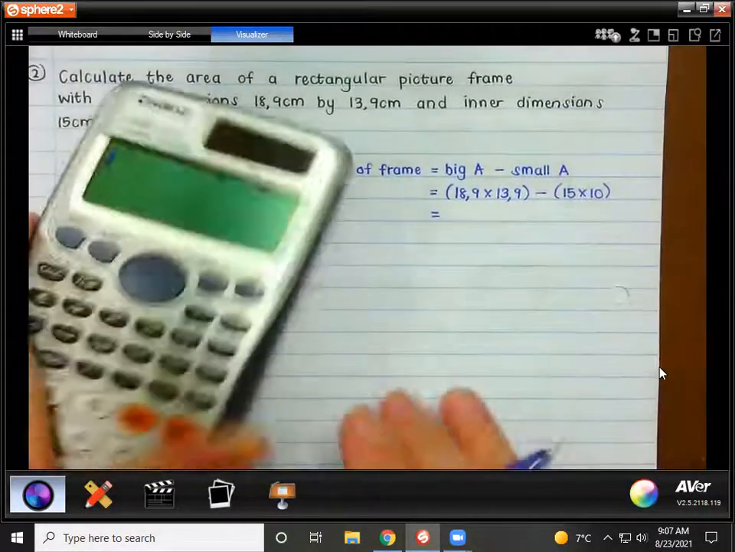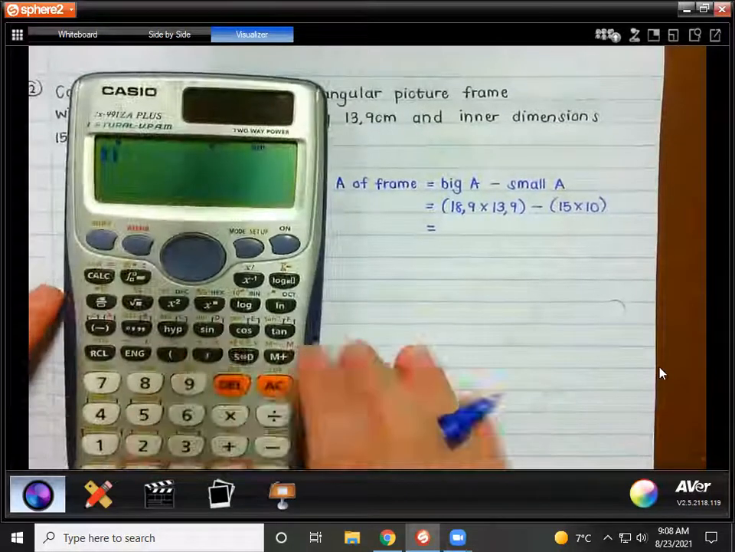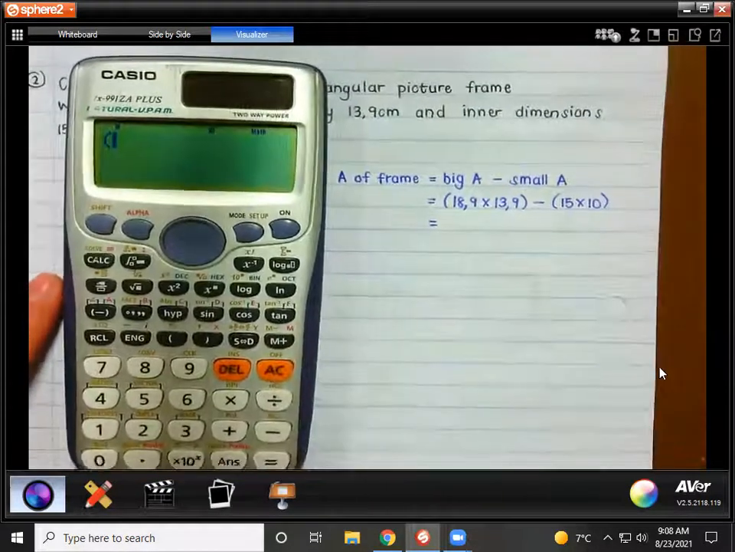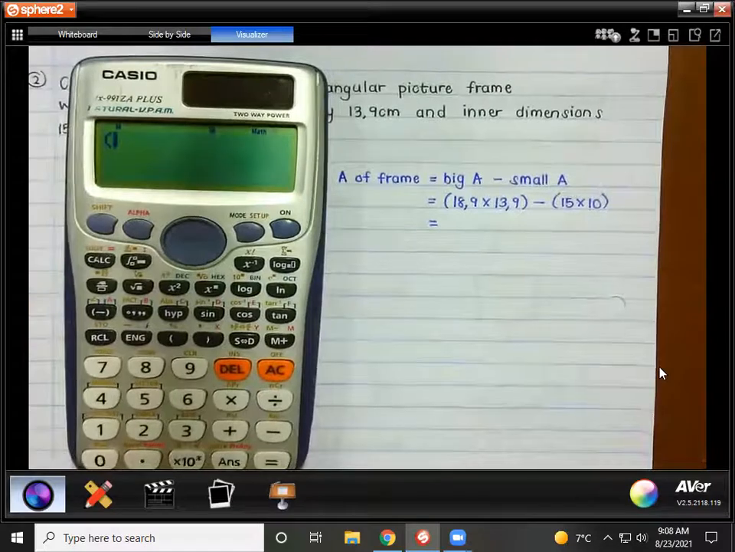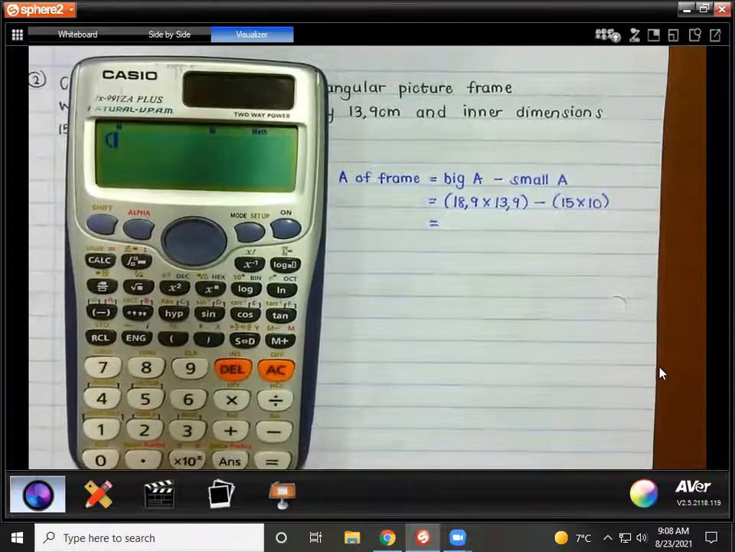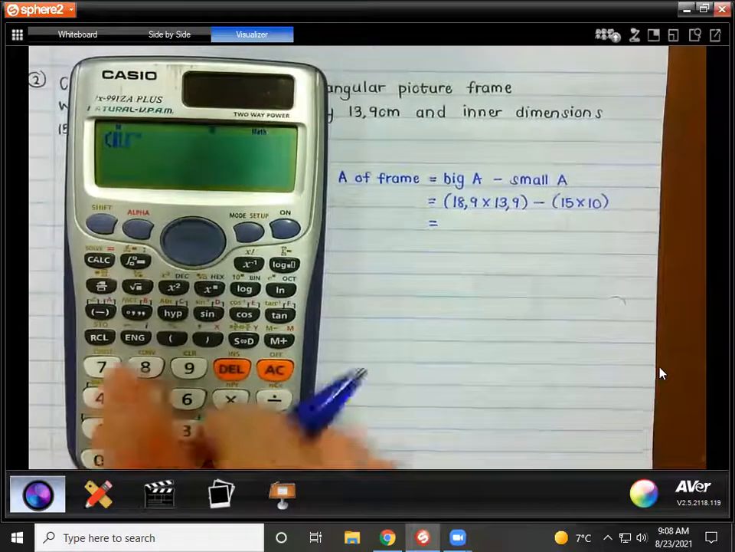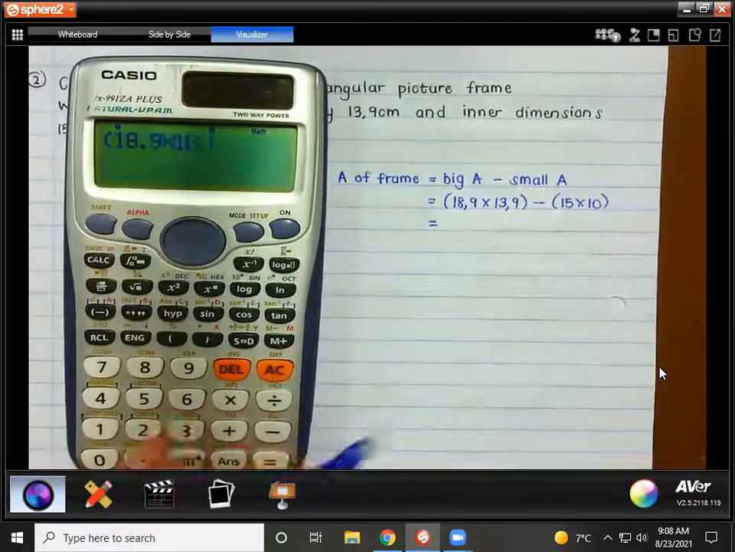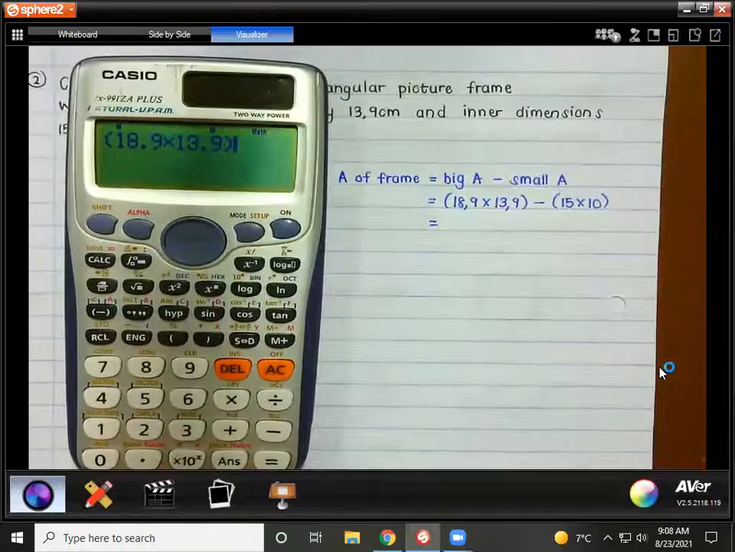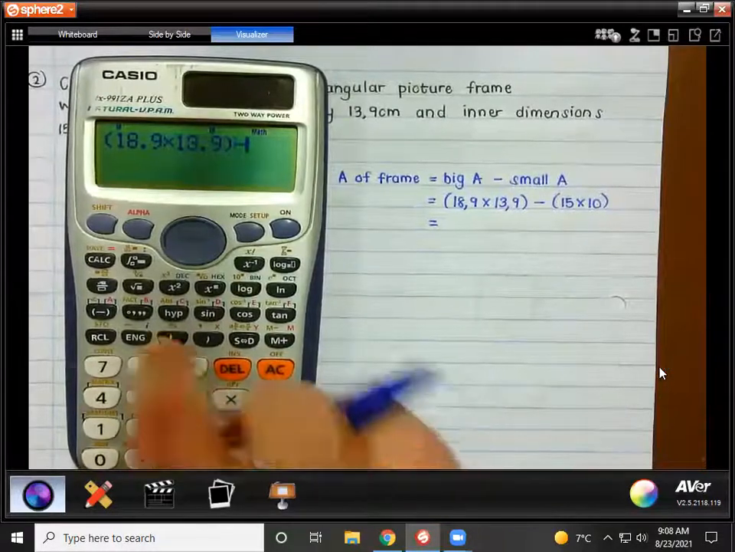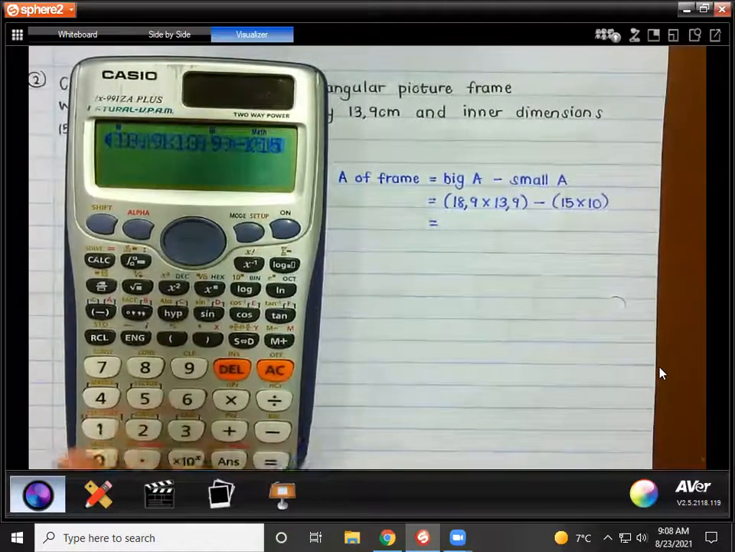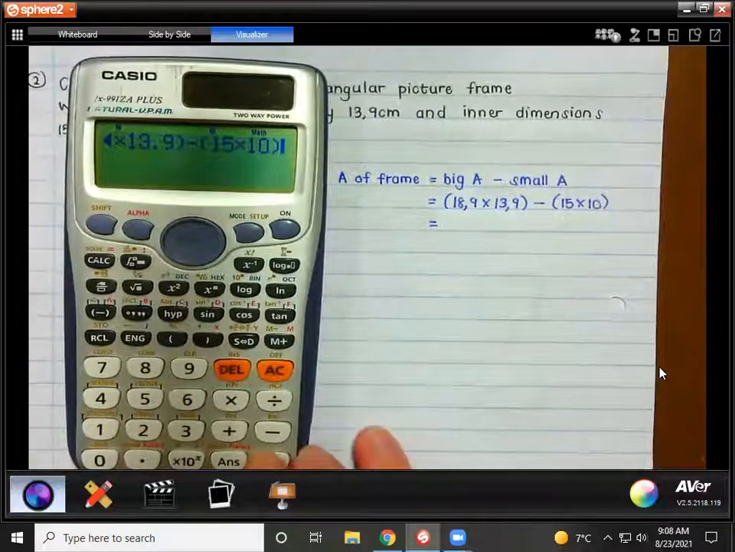Now you're just going to use your calculator to calculate that. And you can do it all in one step. Also, you don't have to do the one area and then the other area and then minus them. It's actually better to do it all in one line like I've written here. Okay, so 18,9 times 13,9, close bracket, minus 15 times 10, close bracket.